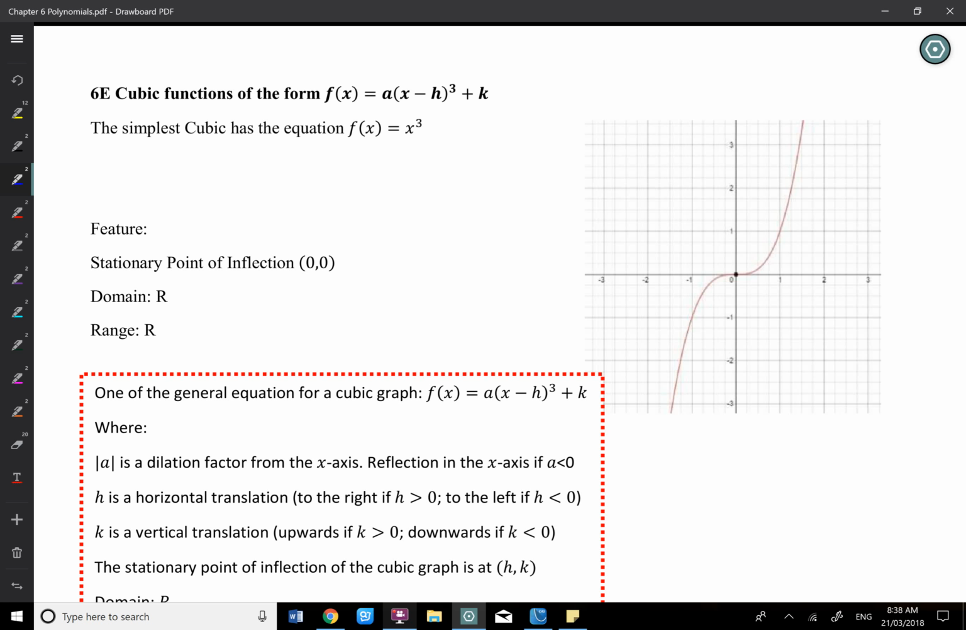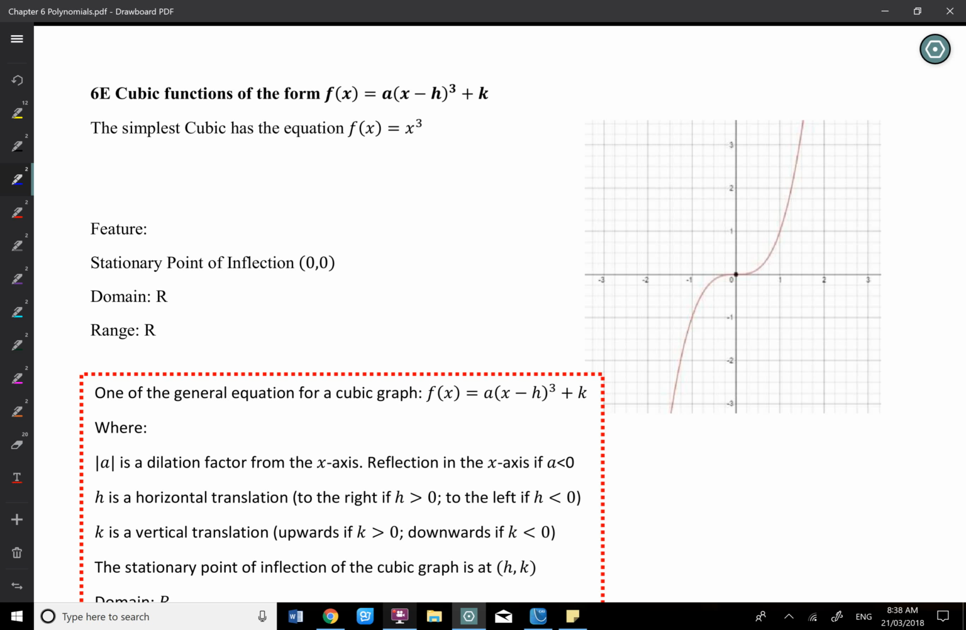The stationary point of inflection form really looks like a quadratic. The only difference is we change the square to a cube. Remember, the turning point is h comma k. So the stationary point of inflection in this question will be h comma k, which is this point.